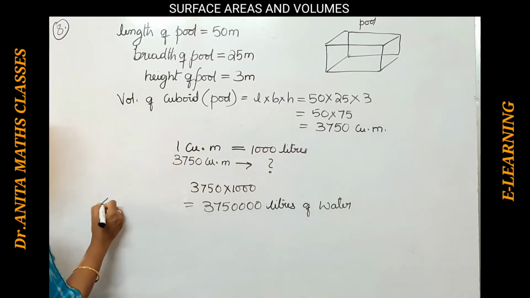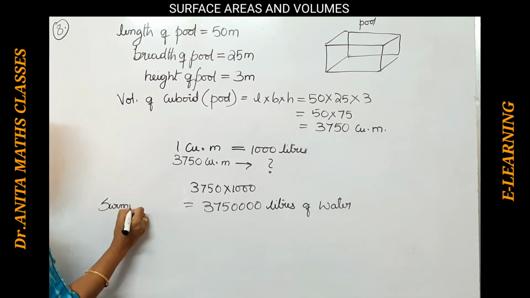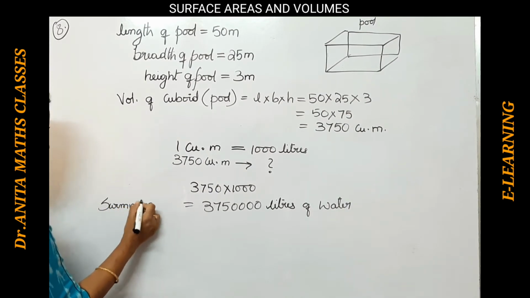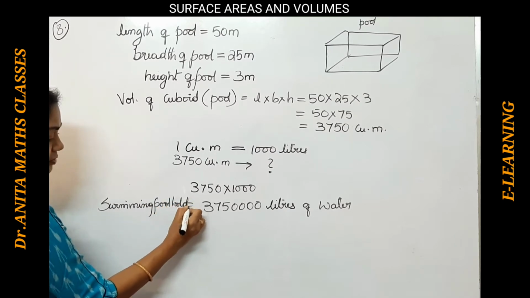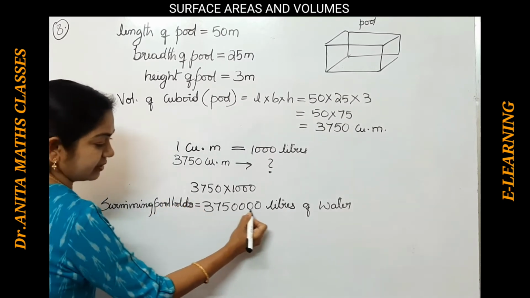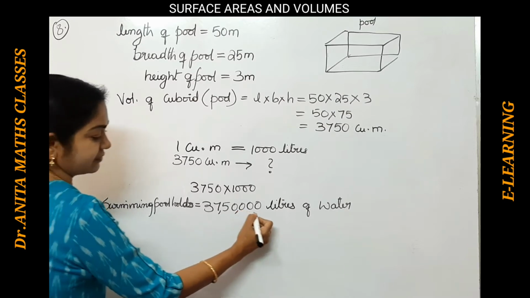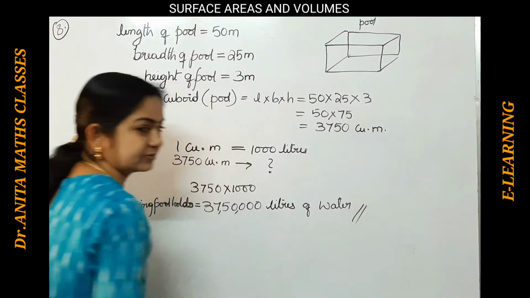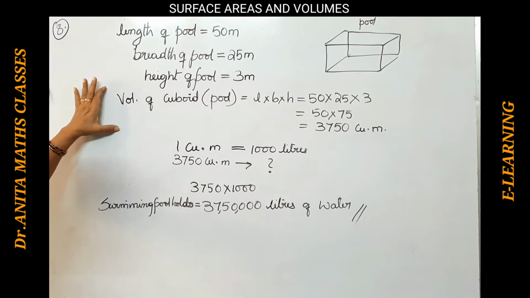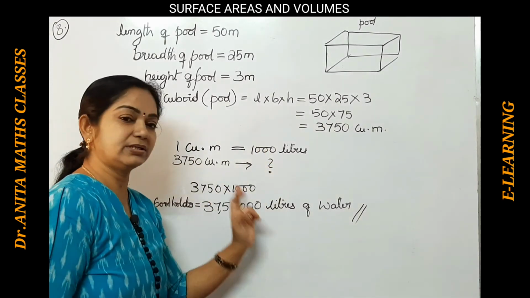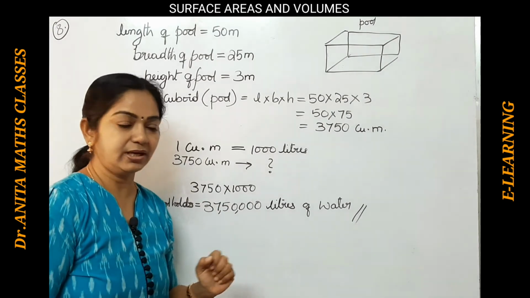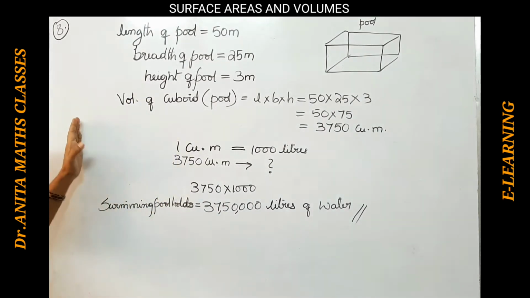Okay. The swimming pool holds 37,50,000 liters of water, right? We have found the volume first, then we have changed the volume from cubic meters to liters. Okay, so this is the end of this exercise. Pause it and note it down.